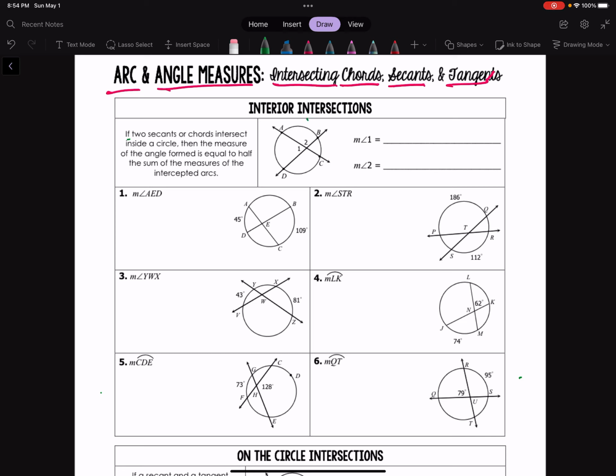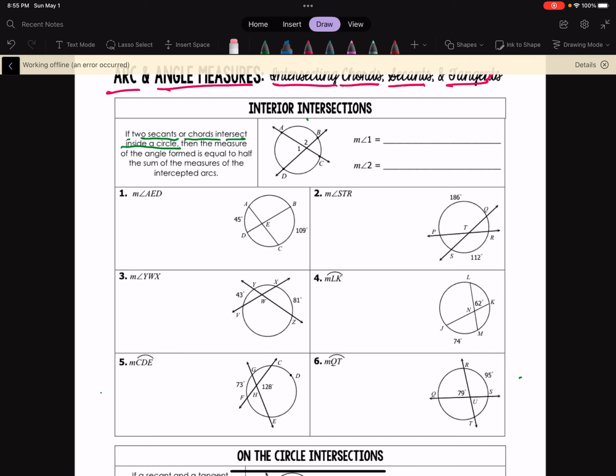If two secants or chords intersect inside a circle, they're secants because they intersect the circle at two points. This one is B and D, and this one is A and C. They intersect at this point and produce a few angles. Then the measure of the angle formed is equal to half the sum of the measures of the intercepted arcs.